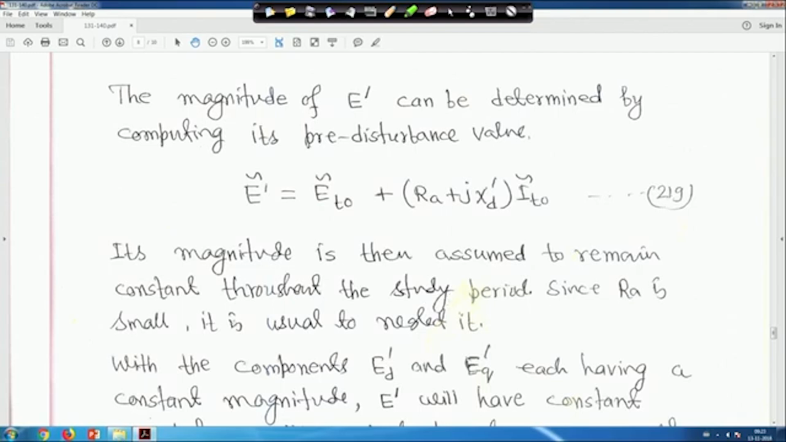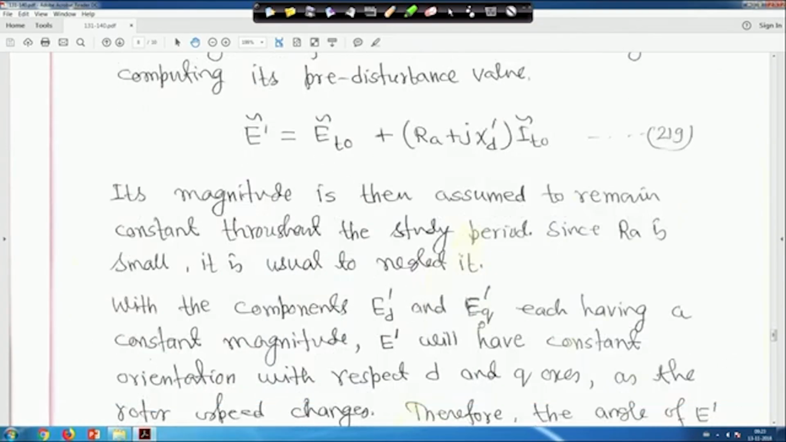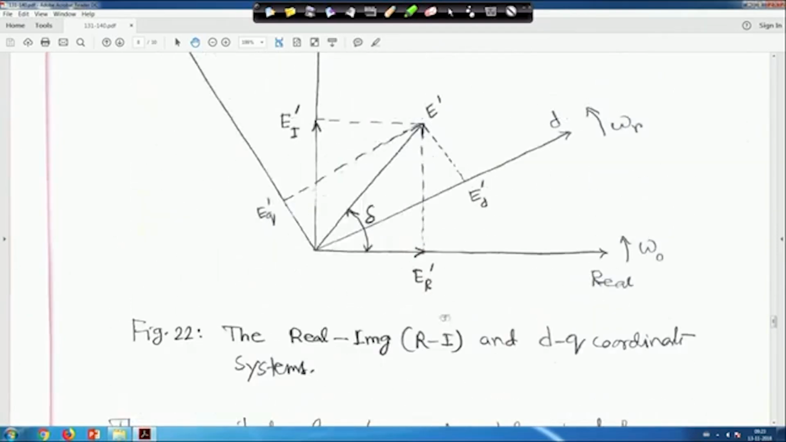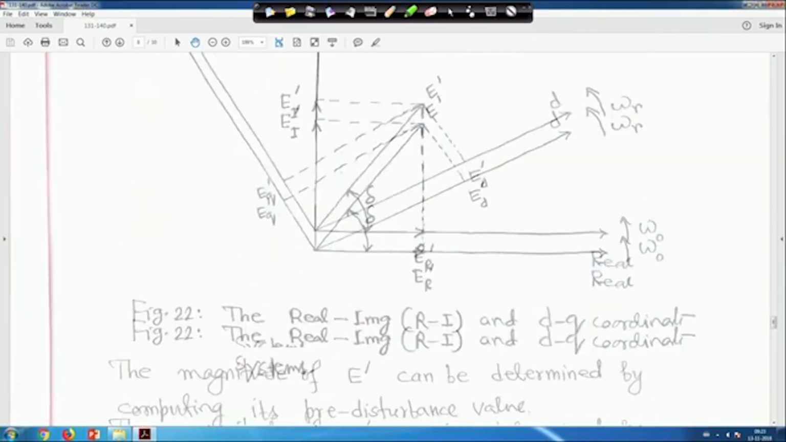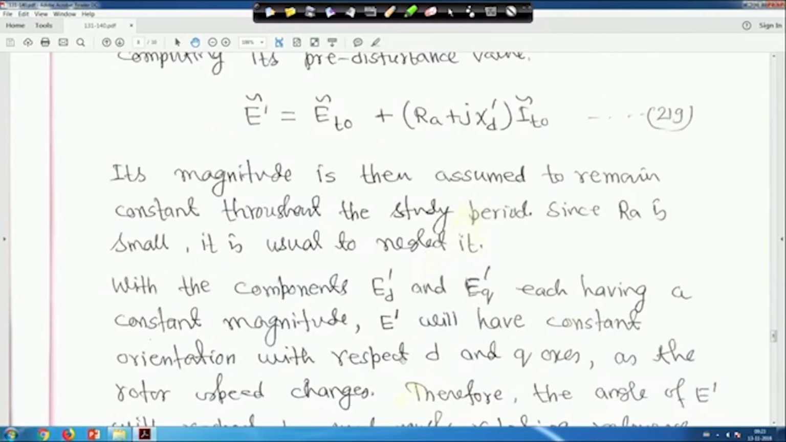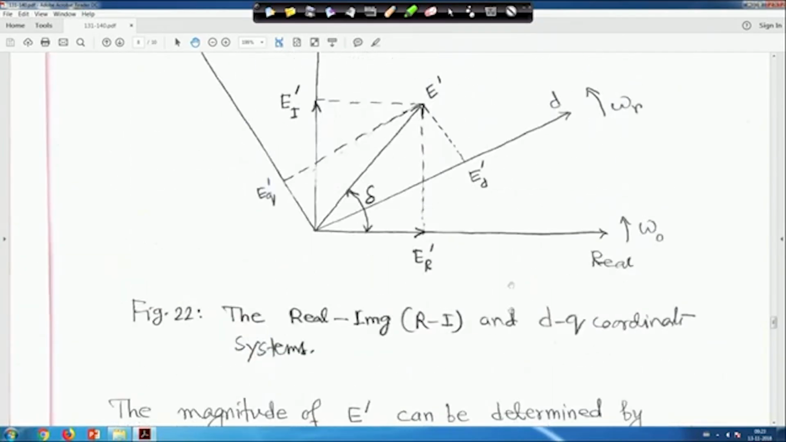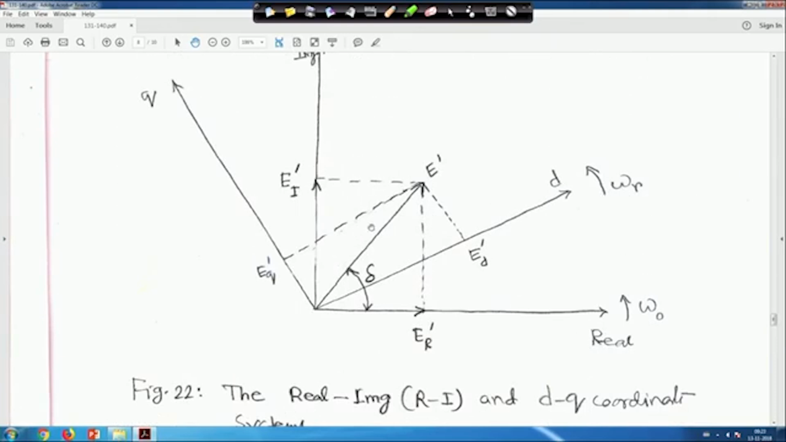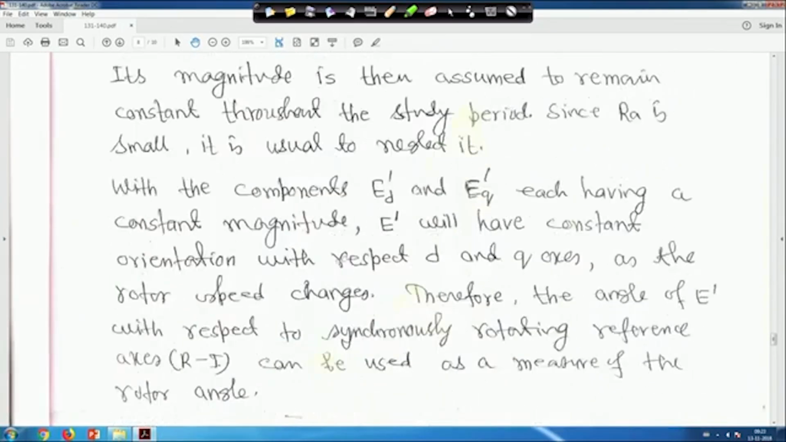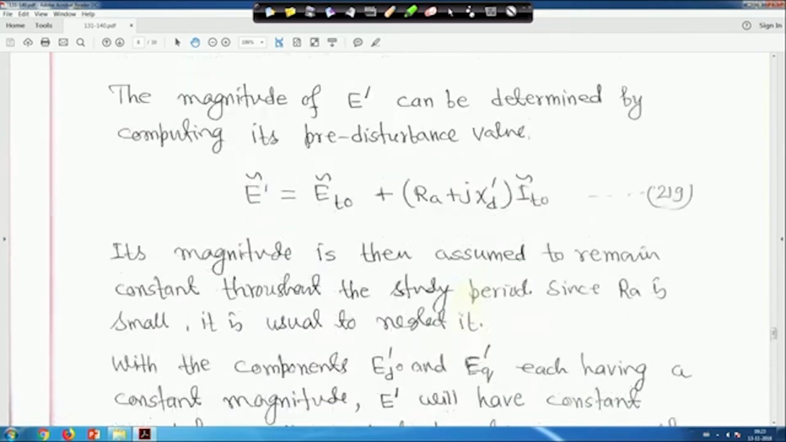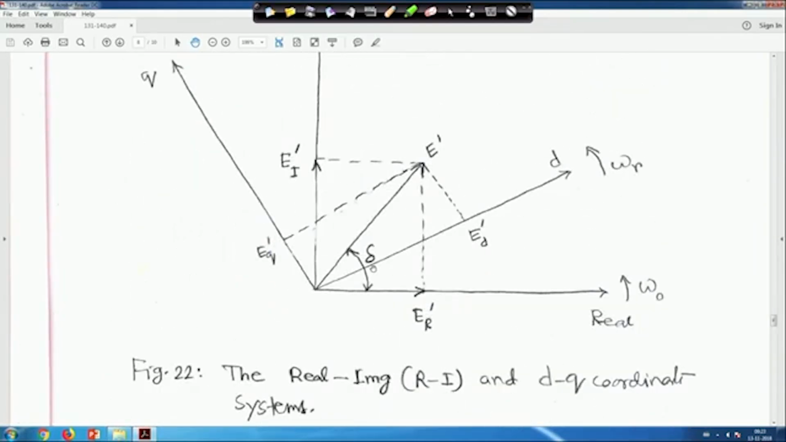Since R_a is very small, it is usually neglected. Therefore, with the components E_d' and E_q' each having a constant magnitude, E' will have a constant orientation with respect to the d and q axes, as it is rotating in the anticlockwise direction. So, as the rotor speed changes, the angle of E' with respect to the synchronously rotating reference axis R-I can be used as a measure of the rotor angle, that means this delta.